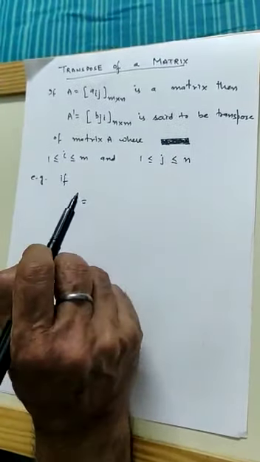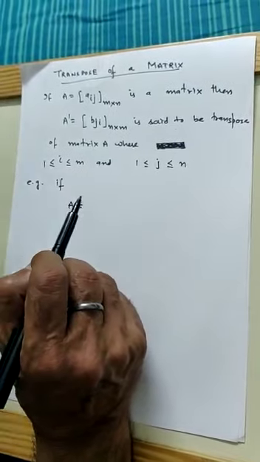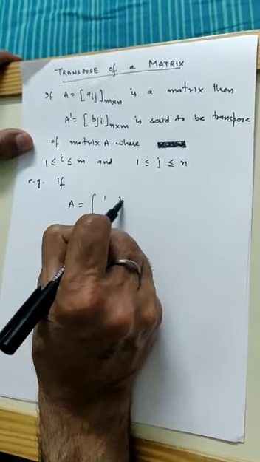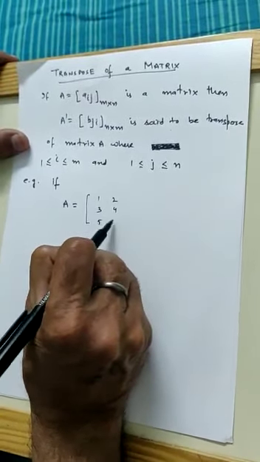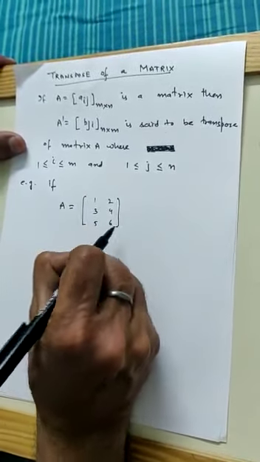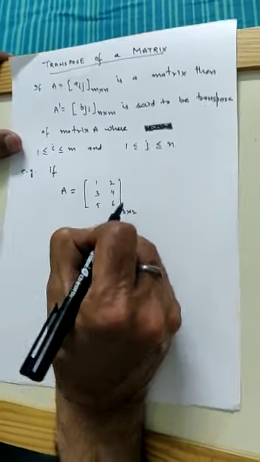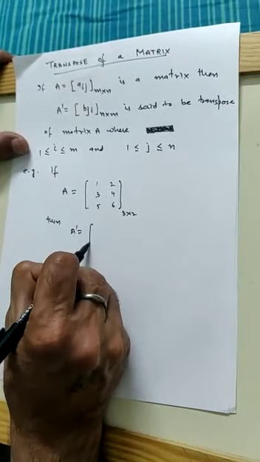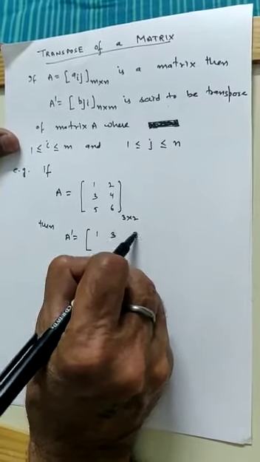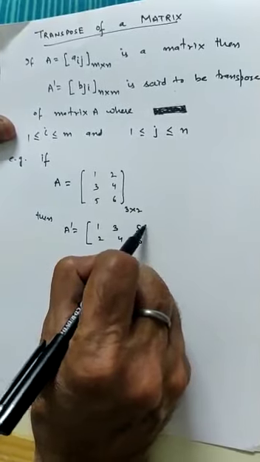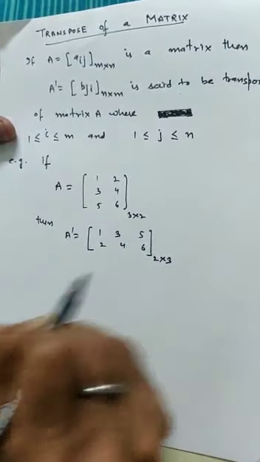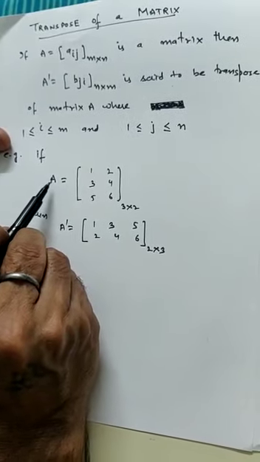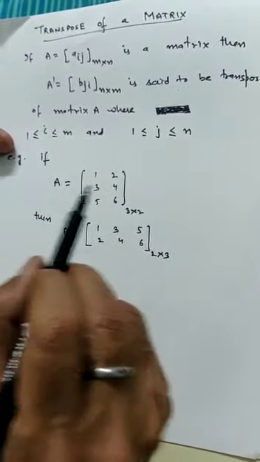Now let's take an example. With the example you will understand much more. Suppose A = [1, 2; 3, 4; 5, 6]. This is a matrix of order 3 cross 2. Then A' = [1, 3, 5; 2, 4, 6]. Now this is of order 2 cross 3. So A' is said to be the transpose of matrix A. Similarly, you can take more and more examples.